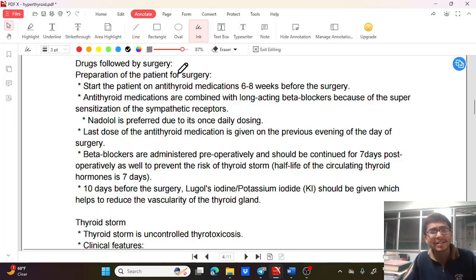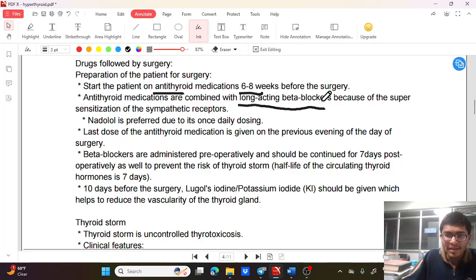So how do we prepare the patient for surgery? First of all, we give the antithyroid drugs which we have discussed for 6 to 8 weeks, that is around 2 months. Then we combine them with beta blockers so that the clinical features are masked. So antithyroid medication is combined with long-acting beta blockers. So there will be supersensitization of the sympathetic receptors.